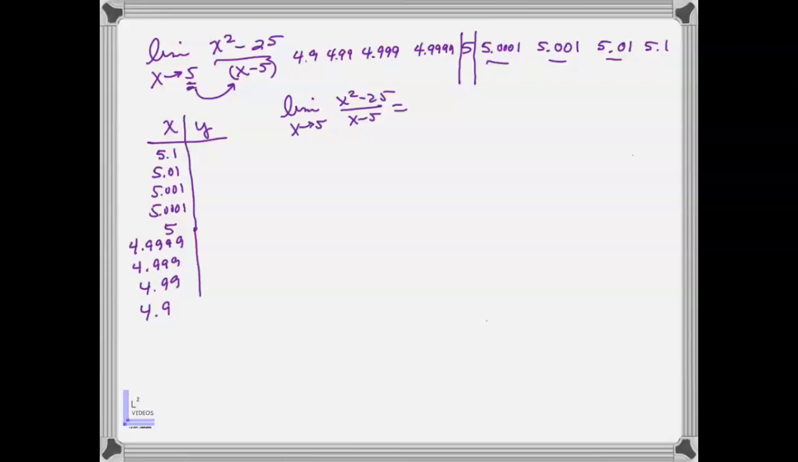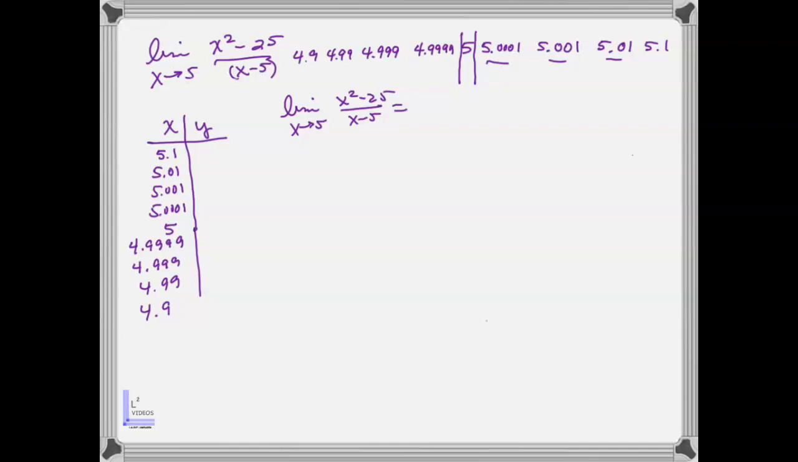Let's take a look at how we could evaluate this limit. The limit as x approaches 5 of x squared minus 25 over x minus 5. And we're going to do it by evaluating values of x into that function and seeing what y would be. And what we're doing is looking at a table to get the answer to this limit.